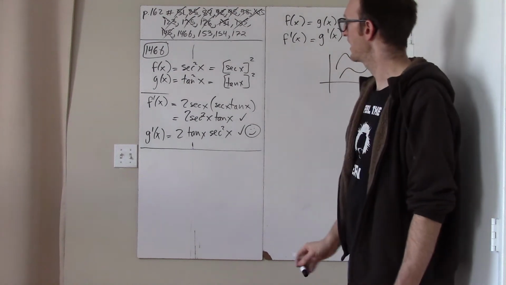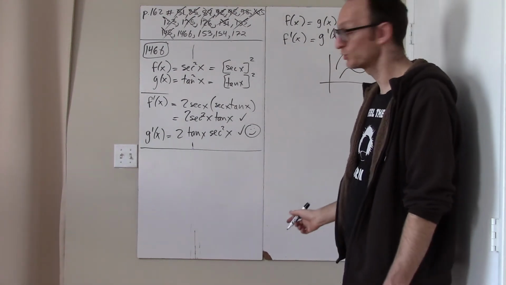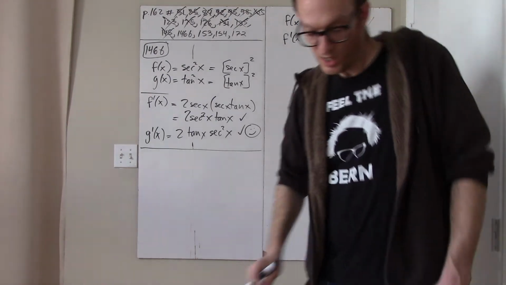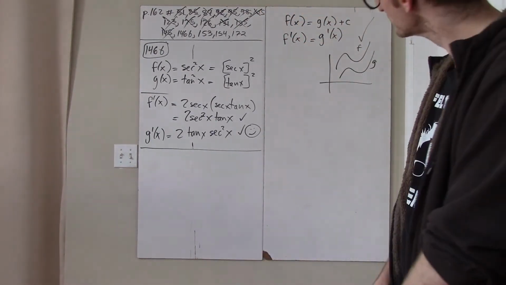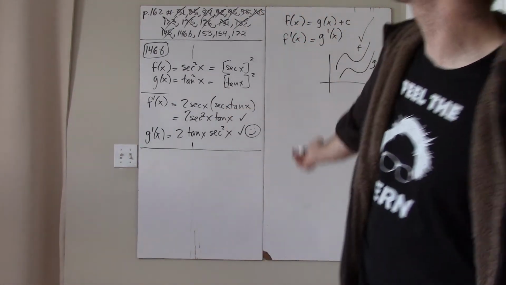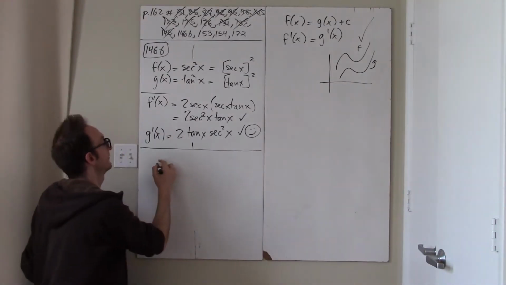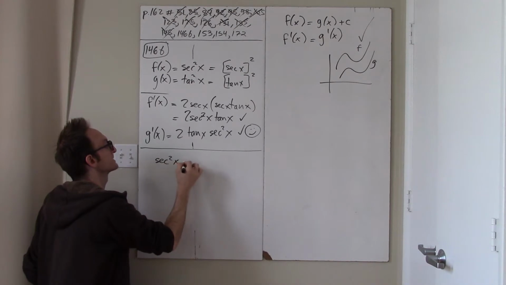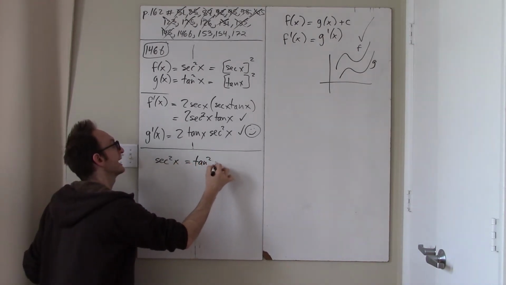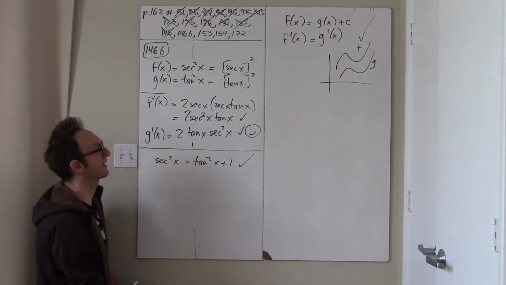Same everywhere. I think the converse is also true, although that's less clear. Anyway, what is the explanation for these two particular functions for why they should have the same derivative? Well, duh, right? Secant squared x just is tan squared x plus 1. That's just the Pythagorean identity.